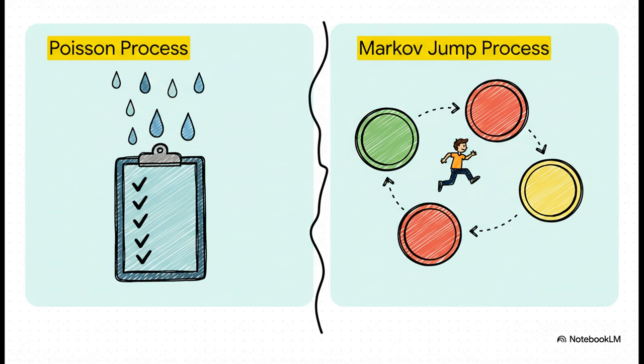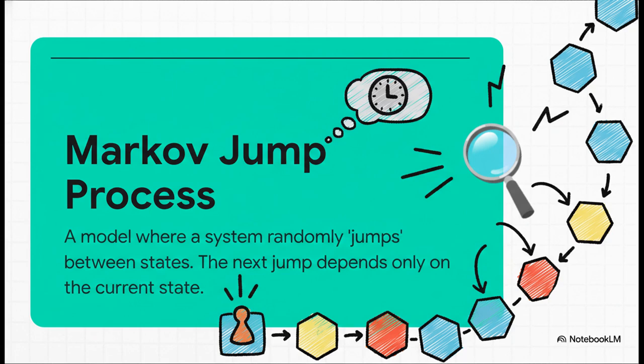What state is it in? Are you healthy or sick? We're shifting from just counting to describing a state. So here's the main event, the Markov jump process. It's a way to model a system, and that can be anything, a person, a machine, whatever, that randomly jumps between different states. The best analogy?